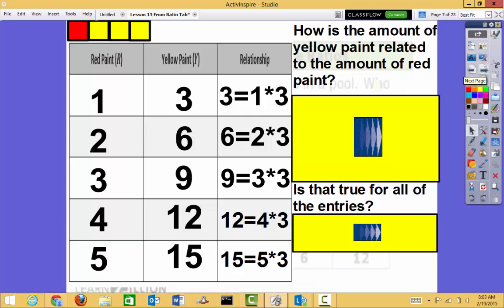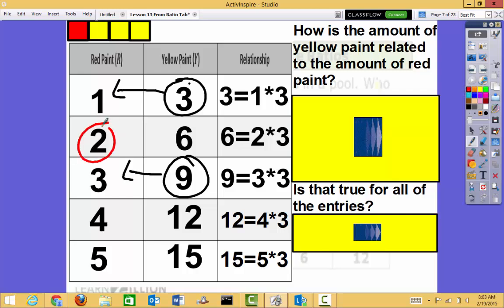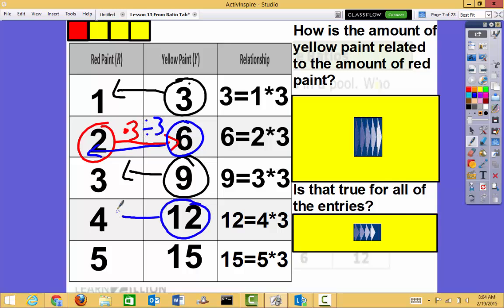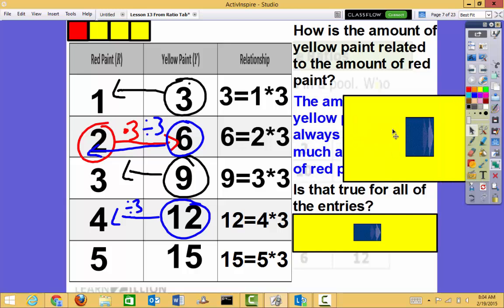Okay, now let's look. How is the amount of yellow paint related to the amount of red paint? So let's look. How is this one related to this? Or how is this one related to that? We know if I'm going the opposite direction, my numbers get bigger, and I'm multiplying by 3. It looks like I'm doing the exact opposite, though, when I go from here to here. How do I get from 6 to 2? Well, I'm going to divide by 3. Let's check. Does that work for all of them? 12 divided by 3 equals 4. So yeah, that is what I'm doing.